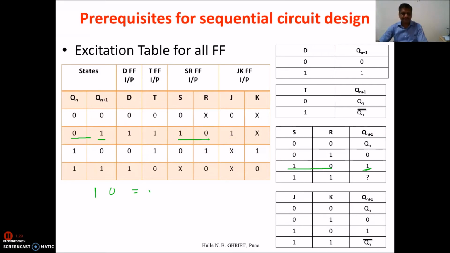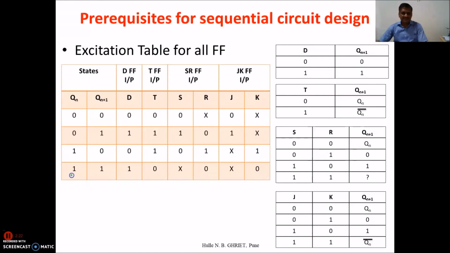Next, in this case, if we have the present state as 1 and the next state we want to be 0, to have 0 as the next state, we have to apply the input as 0, 1. Now look here, the applied input is 0, 1, no other possibility is available.